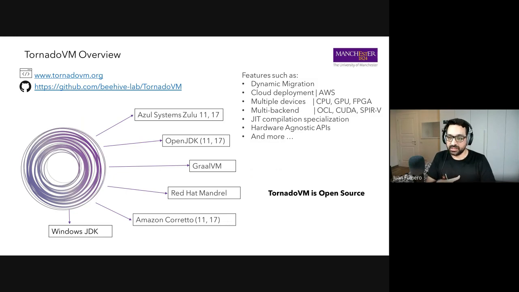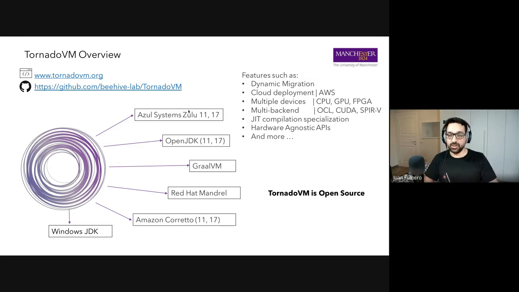So Tornado is open source. It's available on GitHub. You can download the code, you can see the code, etc. We have a website where we have presentations. We have documentation as well. We have tutorials. And as I said, just to recap, Tornado is a Java framework that allows us to offload a subset of Java to accelerate on heterogeneous hardware.